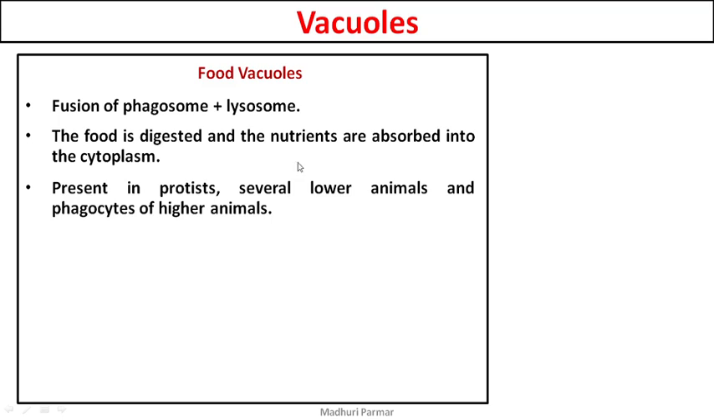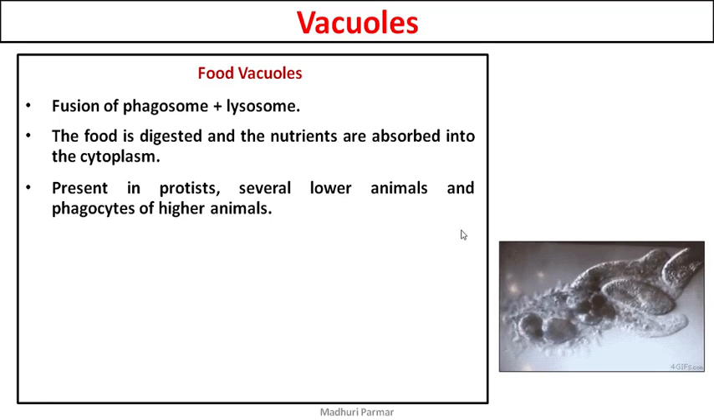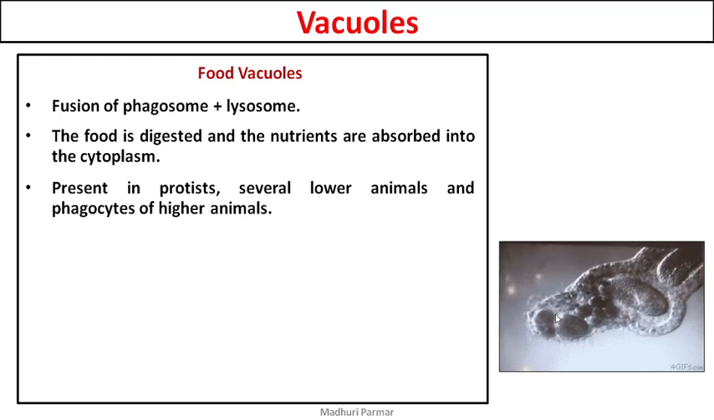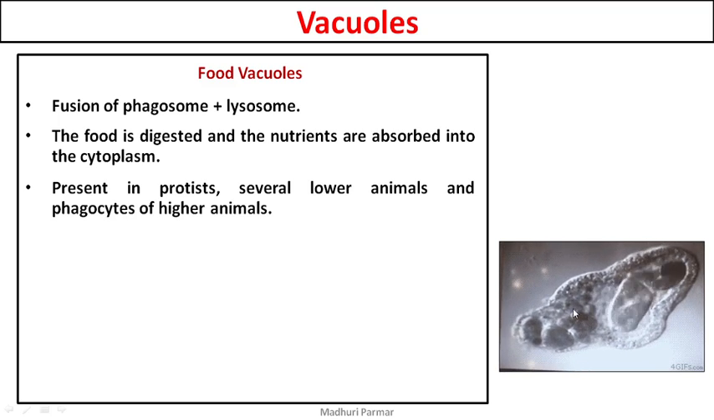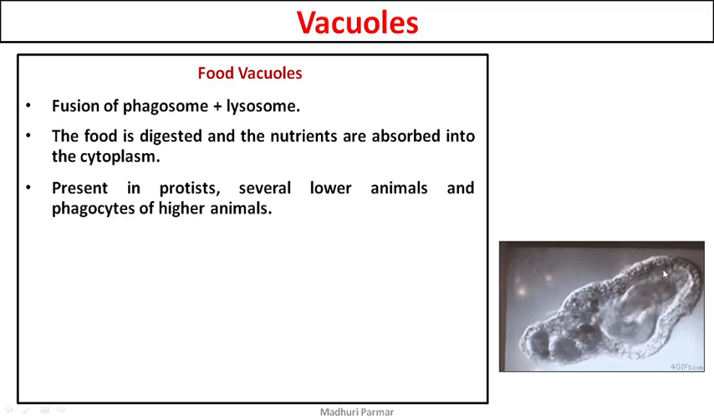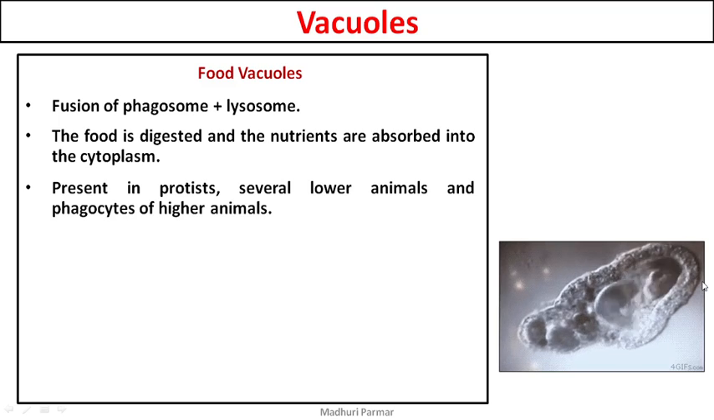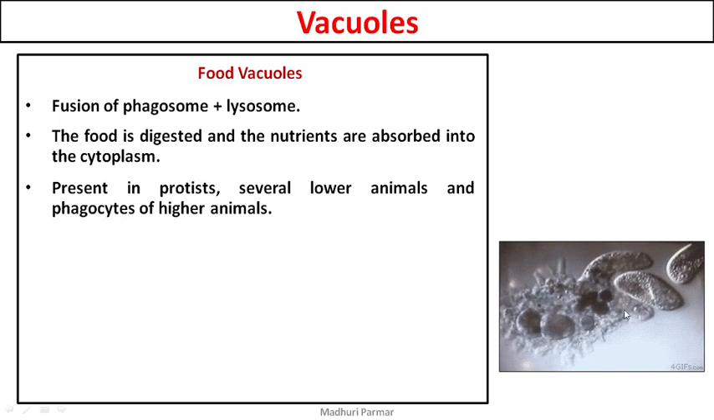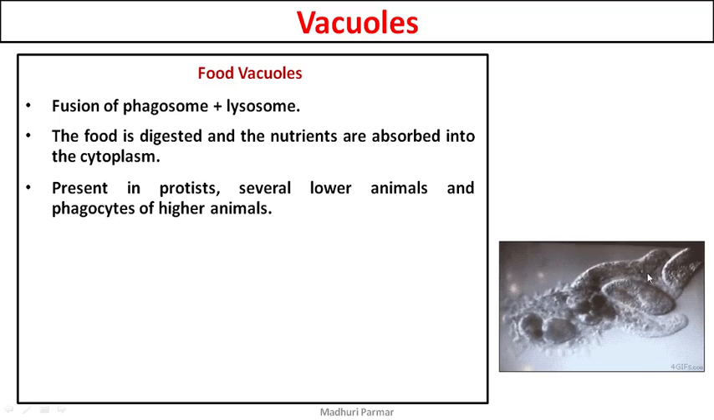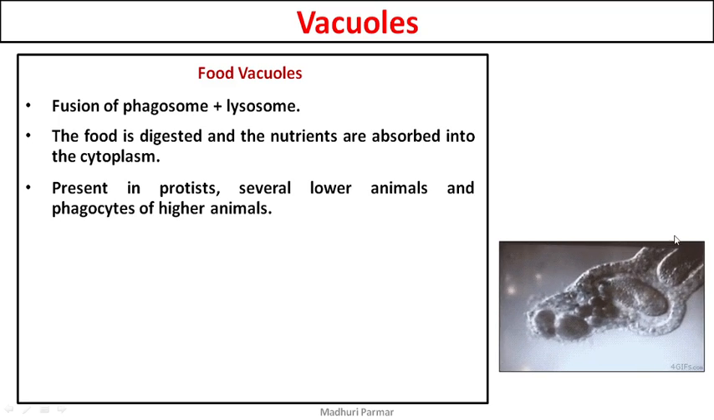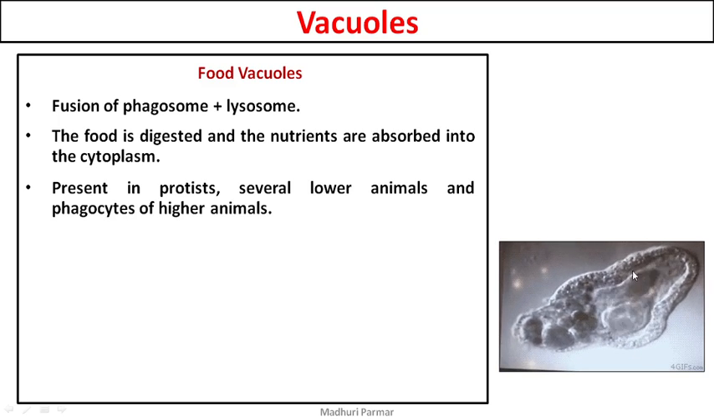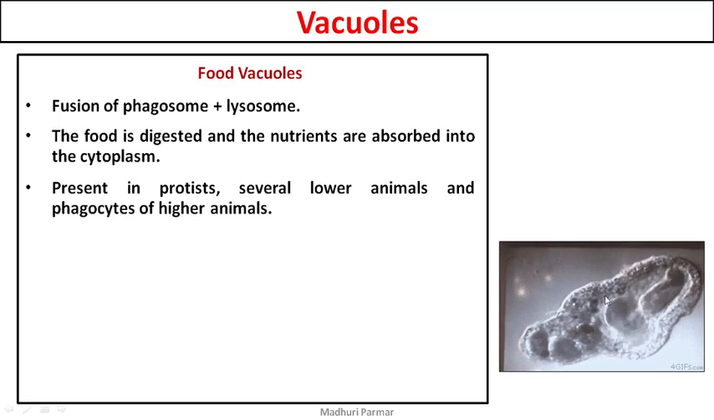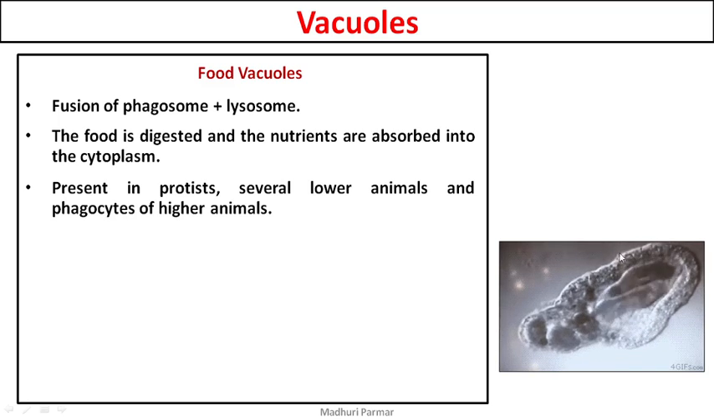Protists will have food vacuoles, and some lower animals will show food vacuoles in their cells. Now look here, what is happening is phagocytosis. There is an amoeba. The amoeba extended its pseudopodia, fused them, and now inside you can find two paramecium trapped. You can see this specific structure forming. That is nothing but a phagosome. It is a food vacuole.